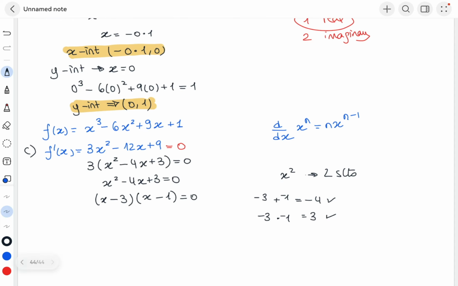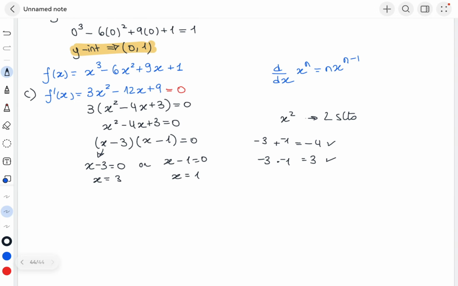And now we can solve. Either x minus 3 will be 0 or x minus 1 will be 0, which means x equal to 3 and x equal to 1. Now we'll need to do our table with these two numbers in it.